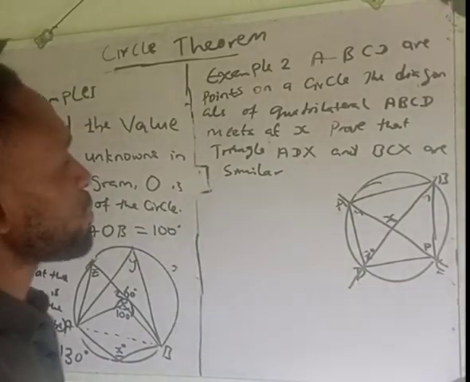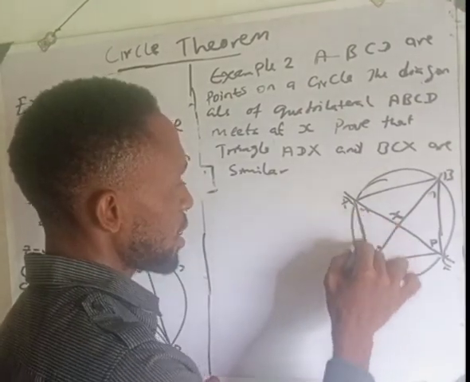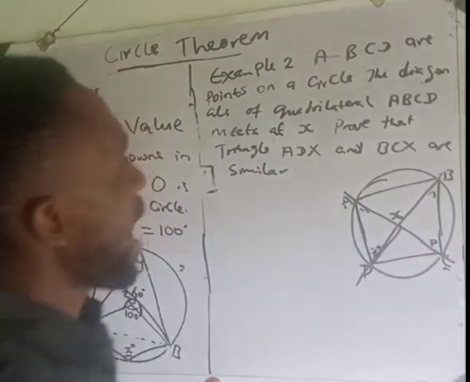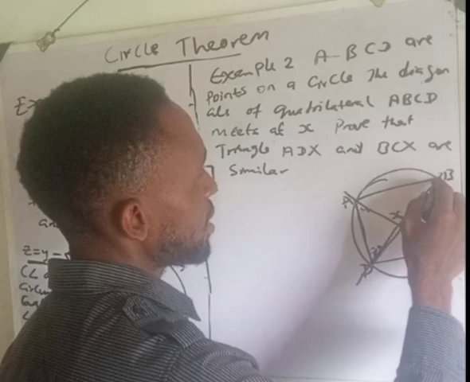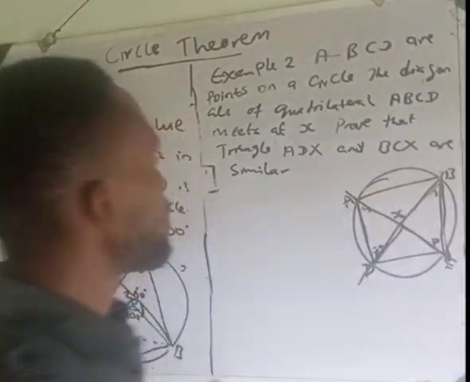Prove that the triangle ADX, this triangle, ADX, and BCX, this is another triangle, that they are both similar.